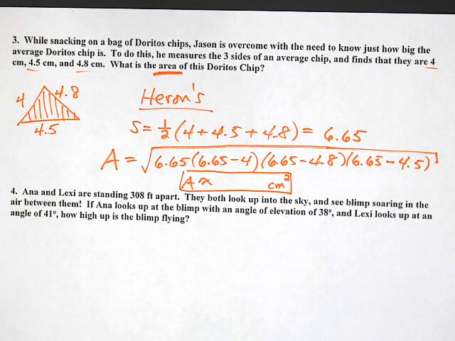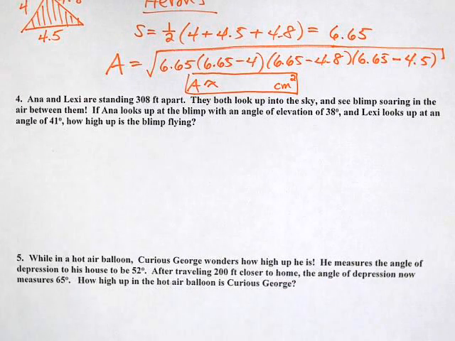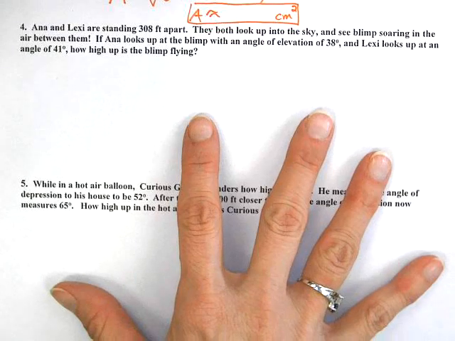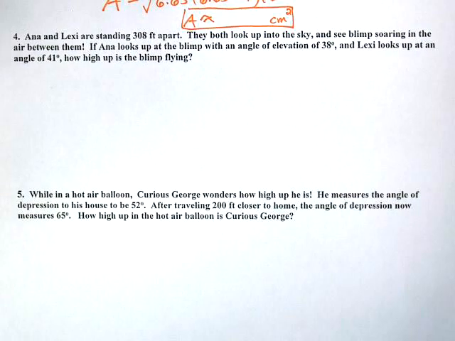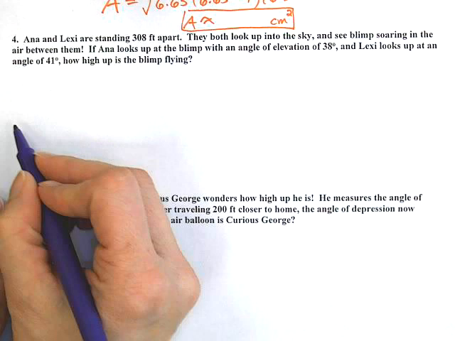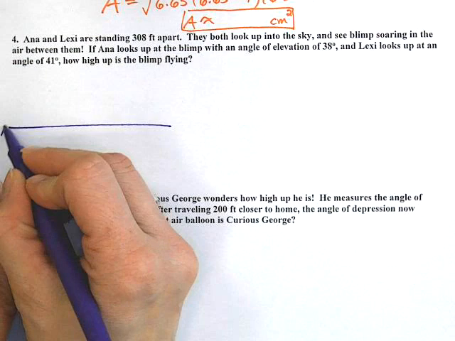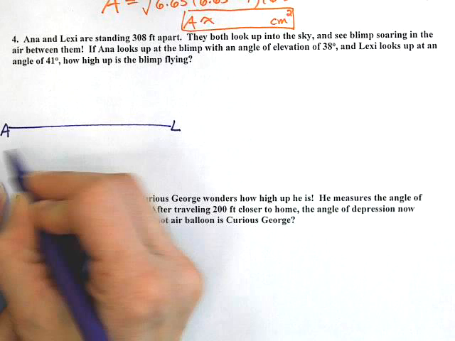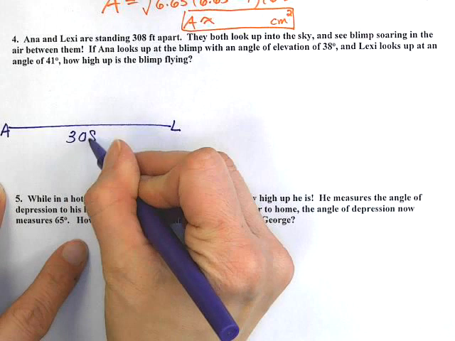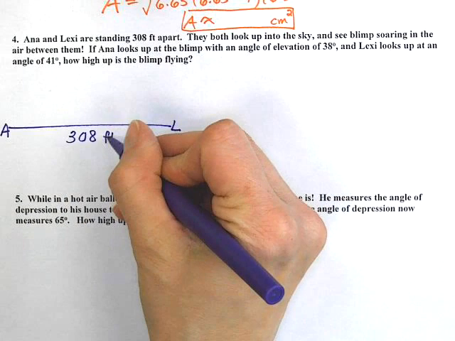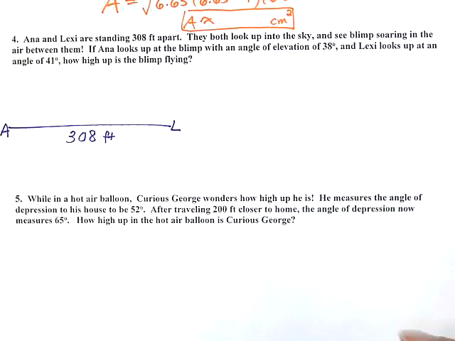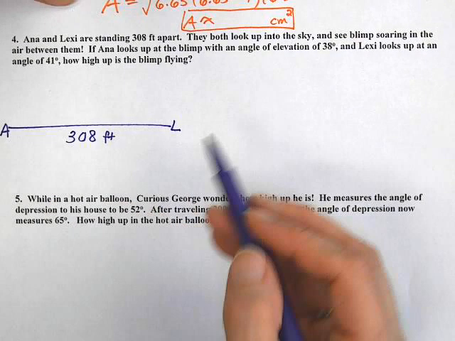All right, what else do we have for area? We've got a couple of girls here, and they are standing 308 feet apart. So when you draw the girls, make sure that we've got one of them on this side, one on this side, and the distance between them is 308 feet. Okay, and they look up and they see a blimp between them.